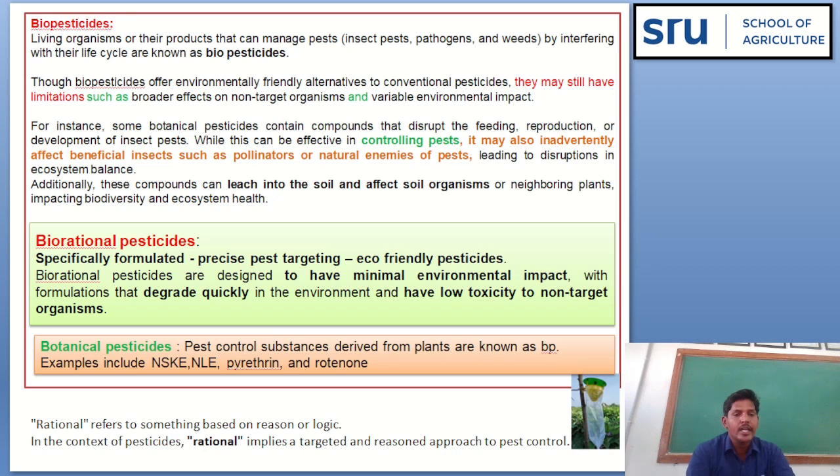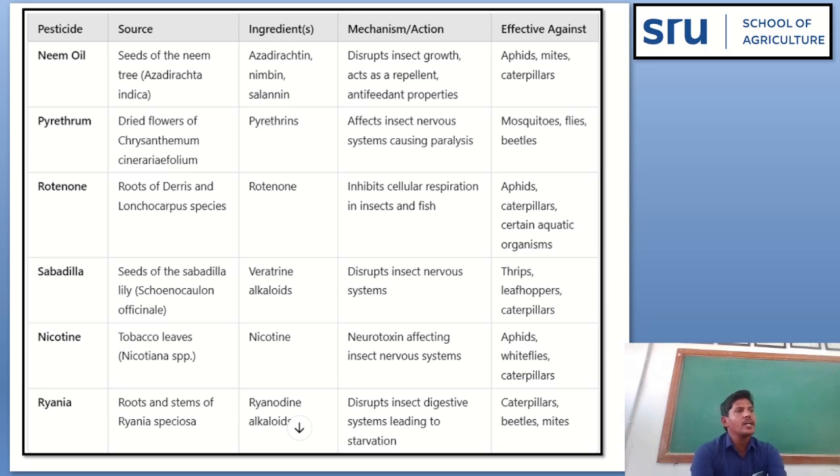Then what are botanical pesticides? Pest control substances which are derived from plants are known as botanical pesticides. See here a list of various botanical pesticides is given, that is neem oil, pyrethrum, rotenone, sabadilla, nicotine and ryania. The active components of neem oil are azadirachtin, nimbin, and solanin. In the case of pyrethrum, the active ingredient is pyrethrin. In the case of rotenone, rotenone itself is the active ingredient.